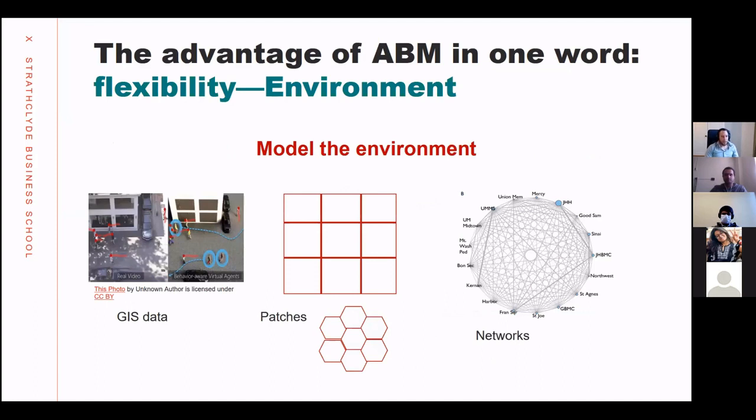We're going to go through some examples of advantages of agent-based modeling and their flexibility, and one of them is modeling the environment. There's a lot of different options for how we might model the environment, and we're not limited here by the mathematical tools. If we have data to the level of GIS data, we can model the environment to that level and specifically describe where our agents are. We might have a patch-style model in which each patch represents some sort of area and agents move between those areas, or we might have network-type models, which is what we see on the right of my screen here. That example is a network of different hospitals.